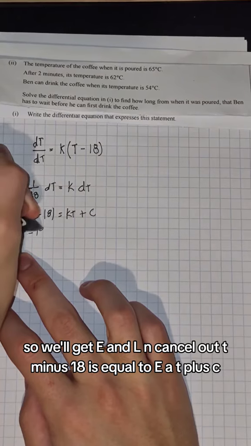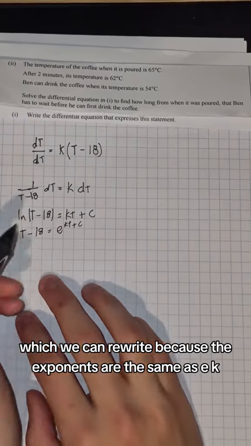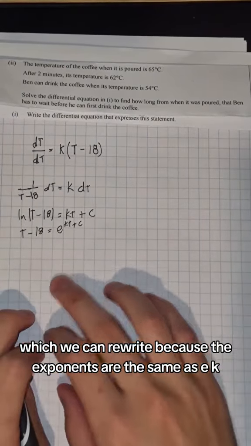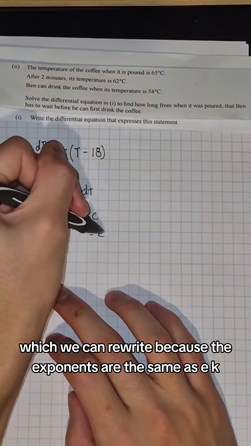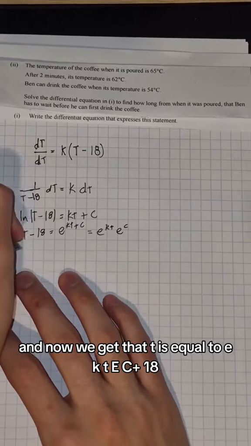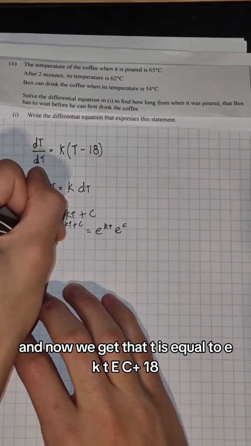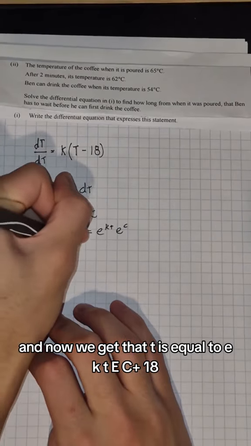T minus 18 is equal to e^(kt + c), which we can rewrite because the exponents are the same as e^(kt) times e^c. And now we get that T is equal to e^(kt) times e^c plus 18.